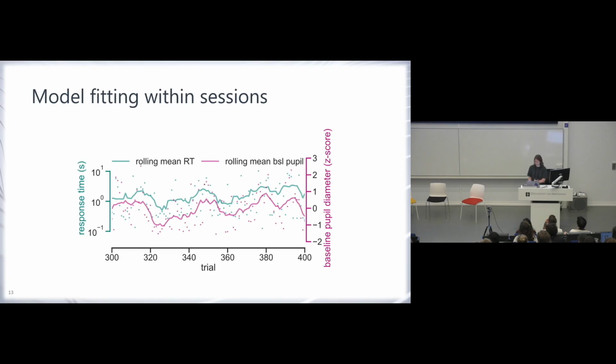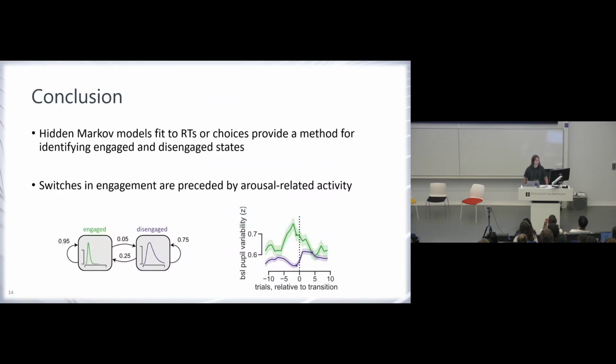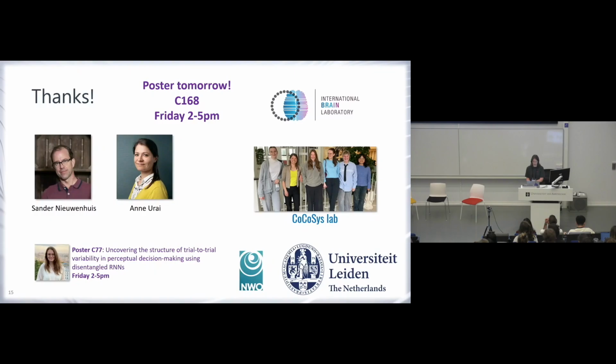So in conclusion, we found that we can identify the latent engagement state of mice using hidden Markov models, and that switches in states are preceded by arousal-related activity. So please come find me at my poster tomorrow. If you're interested in the general question of what kind of variability is there in this perceptual decision-making task, then I recommend you also check out Isabel's poster, which is also tomorrow afternoon. Thank you very much.